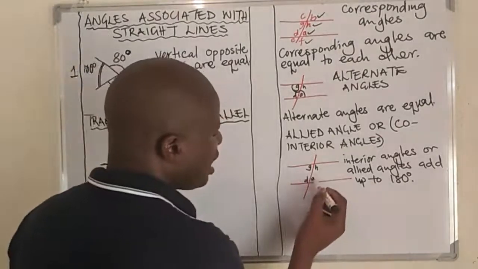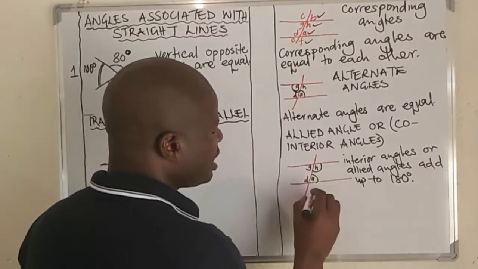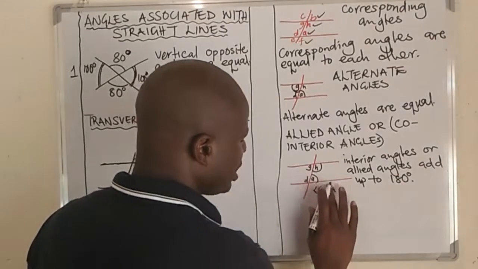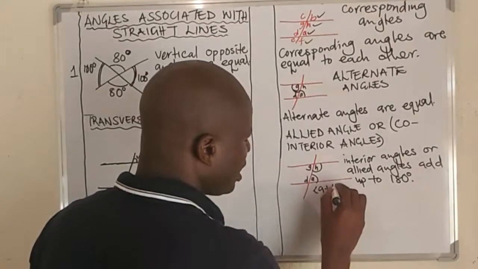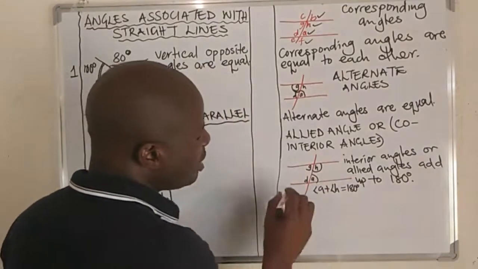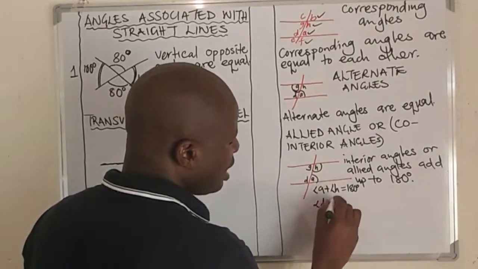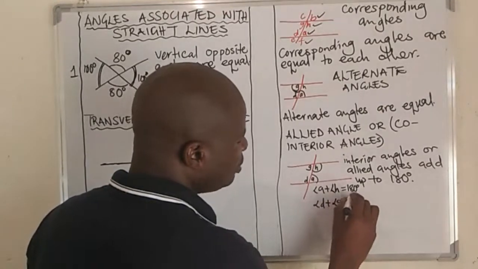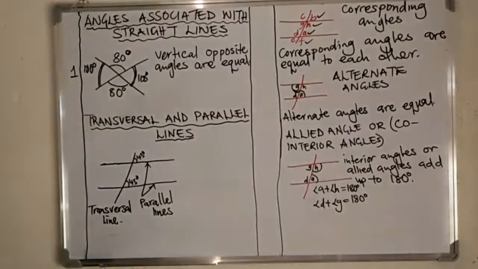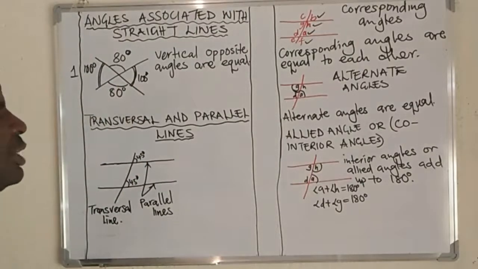So we are saying this angle A and the angle H, when you add them, angle A plus angle H, they add up to 180 degrees. Then the same thing here, angle D plus angle G add up to 180 degrees. So that's what we can talk about allied angles or co-interior angles.